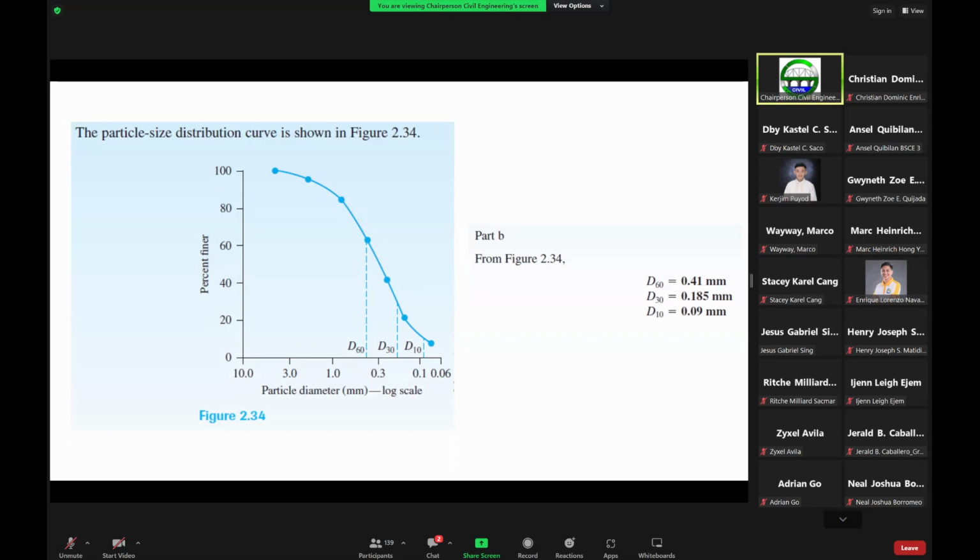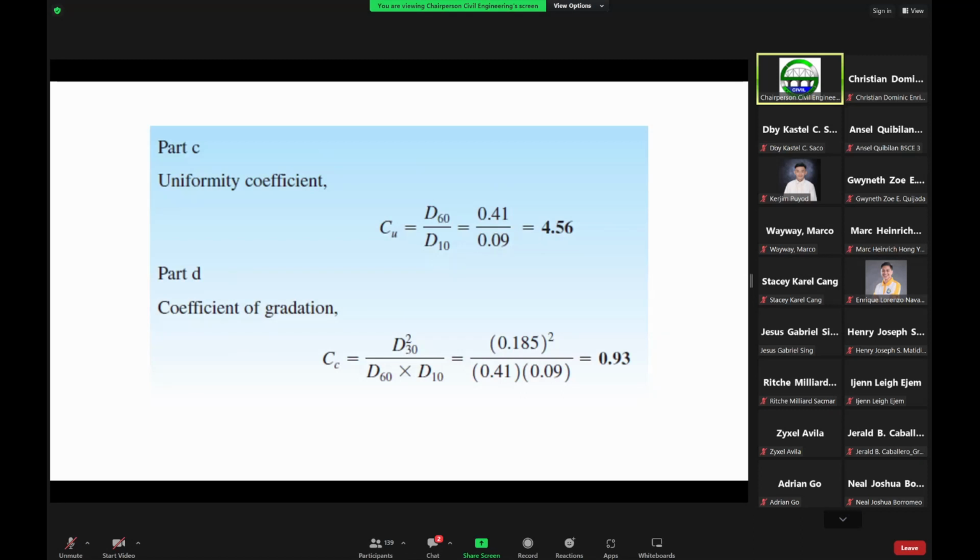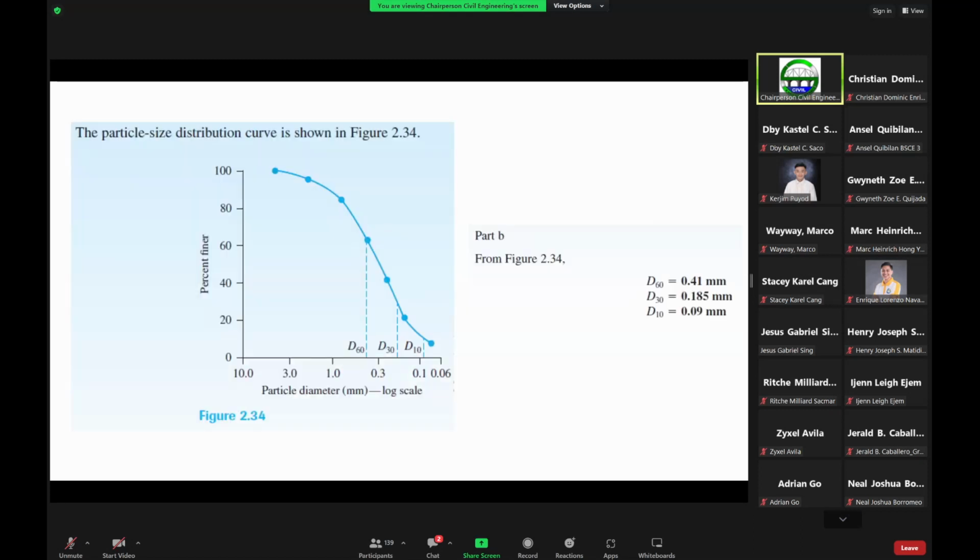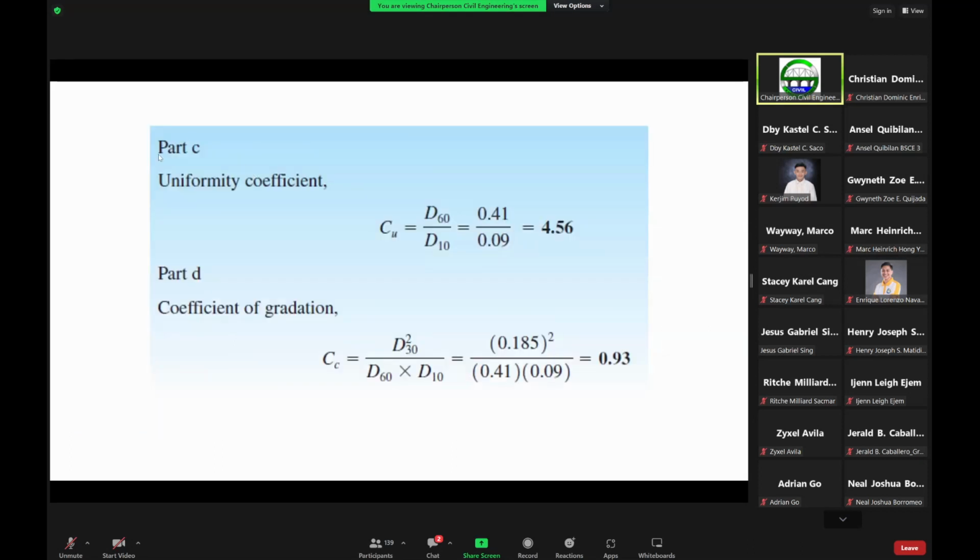So if we continue, we can now calculate once we have this D60, D30, and D10. We can now compute the uniformity coefficient and the coefficient of gradation by just simply substituting those values here for D60 and D10 as well as D30. Then we can get the values for C sub U and C sub C, for the uniformity coefficient and the coefficient of gradation.